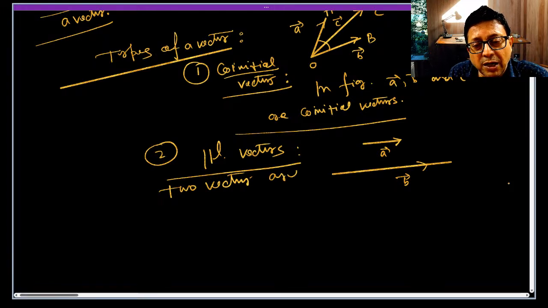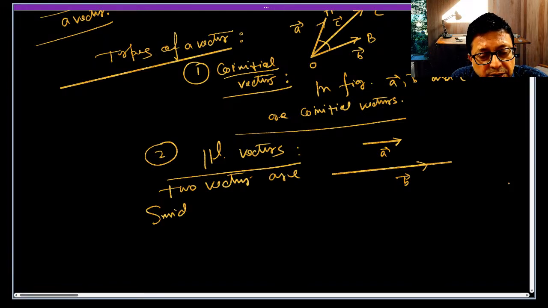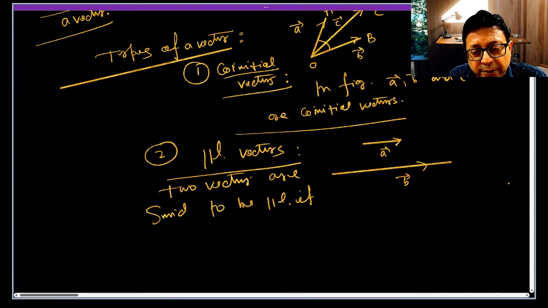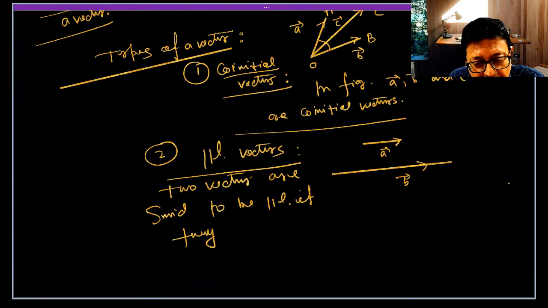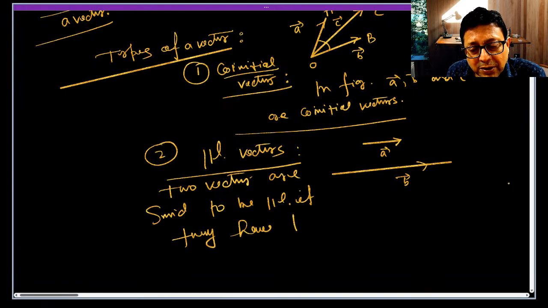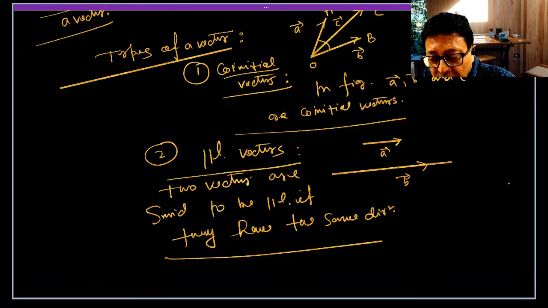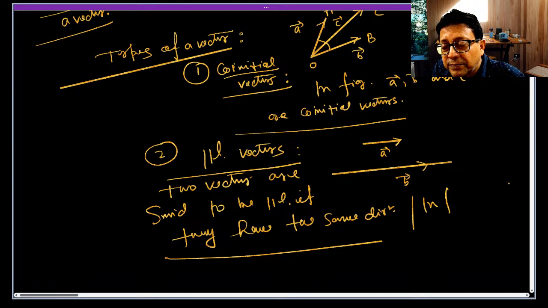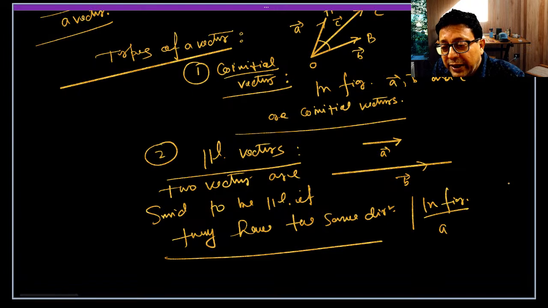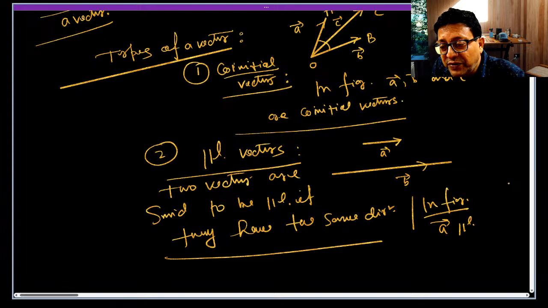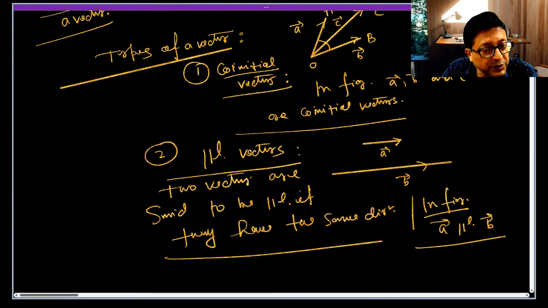Two vectors are said to be parallel if they have the same direction. So they have the same direction, we have done accordingly. So in this diagram, vector A is parallel to vector B, or B is parallel to A. Okay.